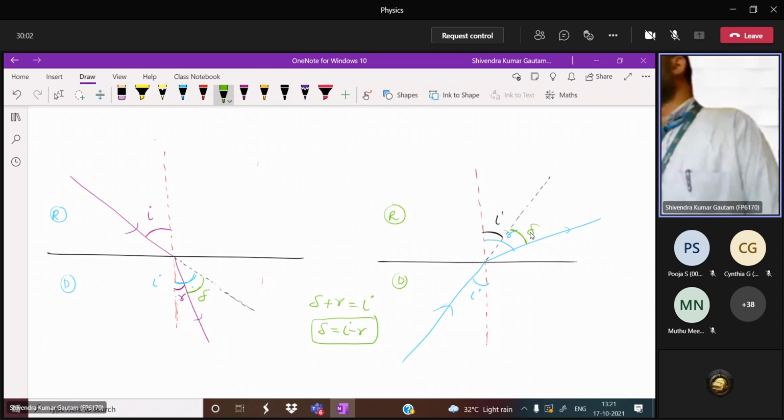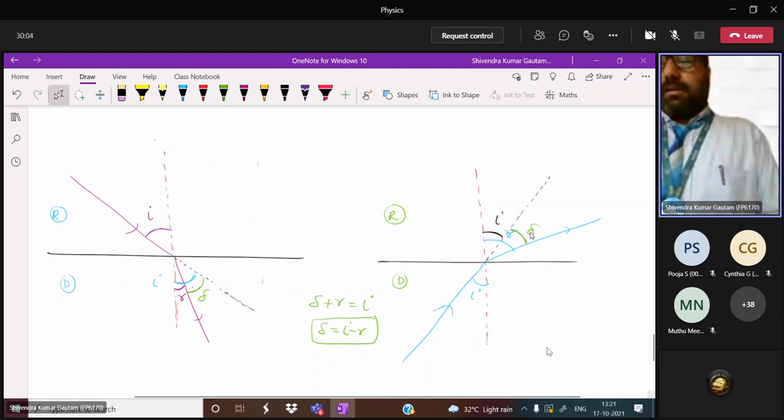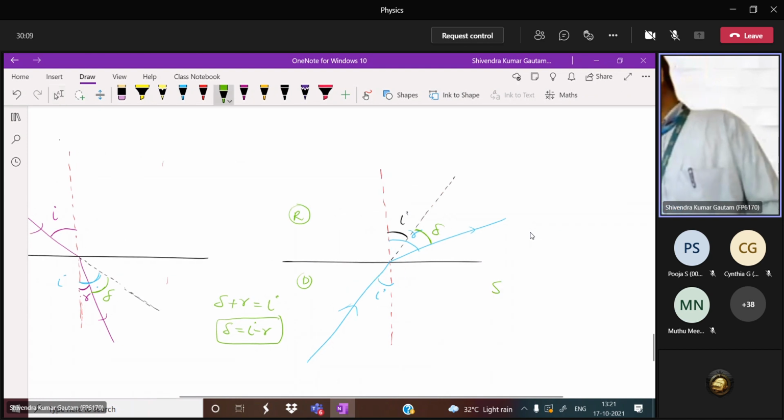That is nothing but what? Delta. Can you tell me, delta plus i, what can I write? Delta plus i, can I write r? Delta plus i equal to r. What is delta here? r minus i.